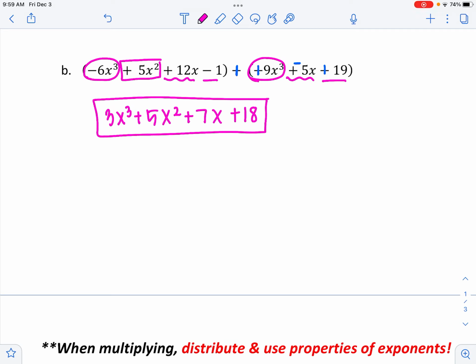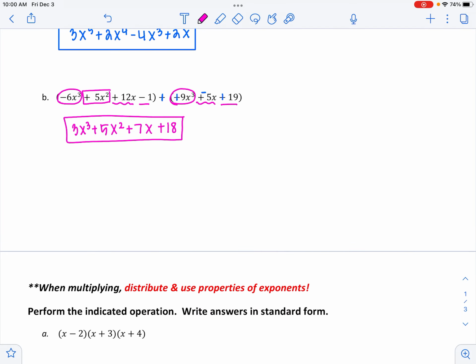So the only thing you have to remember here is adding is just combining like terms, and subtracting, you can't just immediately combine like terms. You have to distribute the negative to the second polynomial, and then you can combine like terms.